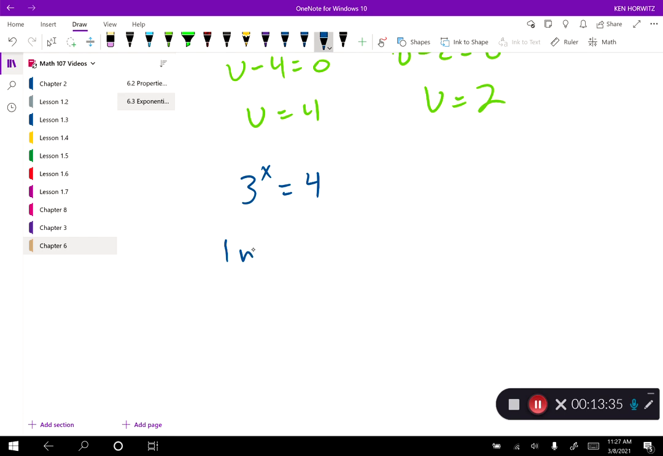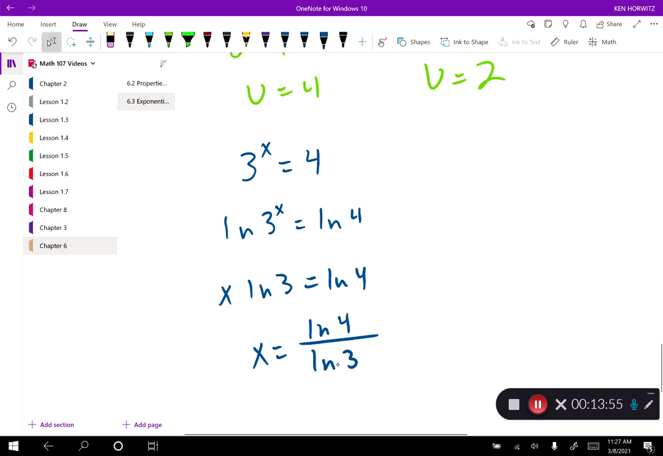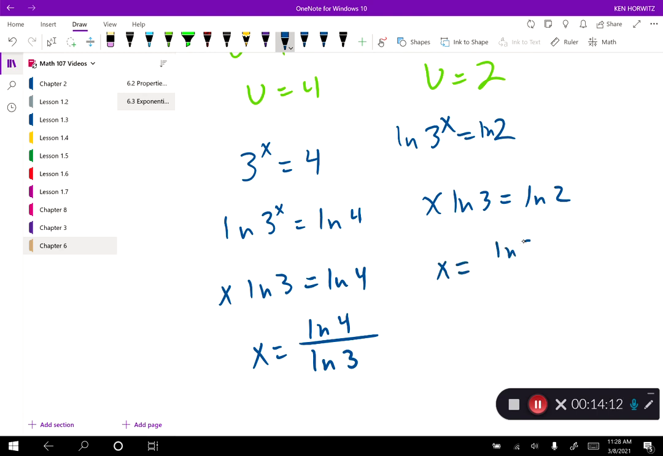And I'm going to take the ln of both sides. x ln 3 equals ln 4. And x equals the ln of 4 over the ln of 3. And that's about as far as we can go with that one. So in this side, we have 3 to the x equals 2. I'm going to take the ln of both sides. And I'm going to say x ln 3 equals the ln of 2. And x equals the ln of 2 divided by the ln of 3.